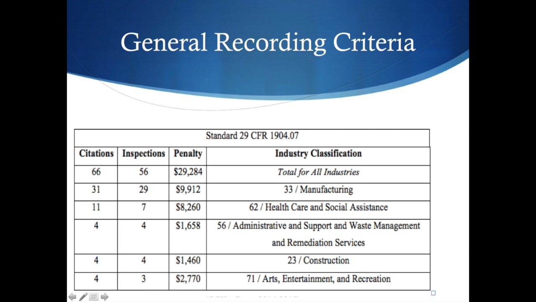Based on the fast-paced, production-oriented environment, proper safety record keeping and logs can take a back seat in priority and be overlooked. In regards to healthcare and social assistance, which ranks second with 11 citations based on just 7 inspections with a total of over $8,000 in penalties, with the extreme understaffing in the healthcare field, it creates knowledge and personnel gaps that can cause record keeping duties and OSHA recordable requirements to fall through the cracks and be left behind.